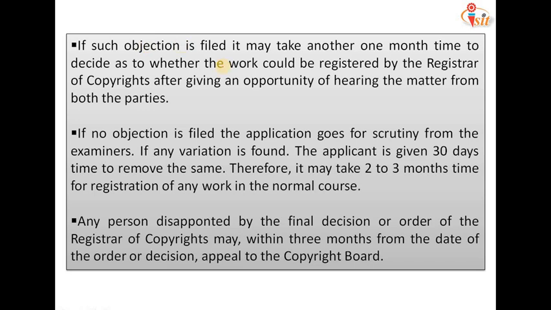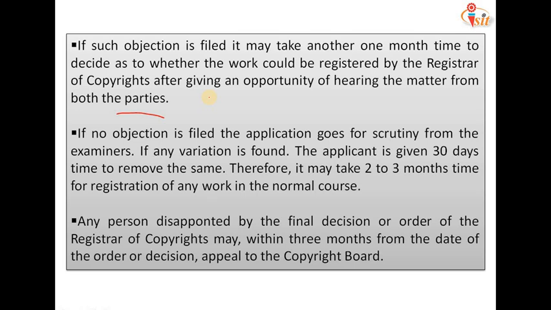But if an objection is filed, then it may take another one month to decide whether the work would be registered by the Registrar of Copyrights, after giving an opportunity of hearing to both parties. So if any objection is filed to the Registrar of the Copyright Office, then the Registrar will hear both the parties, that is the opponent and the applicant.